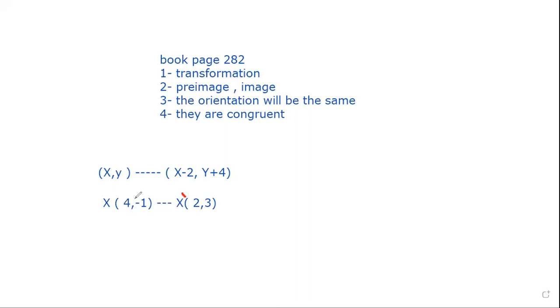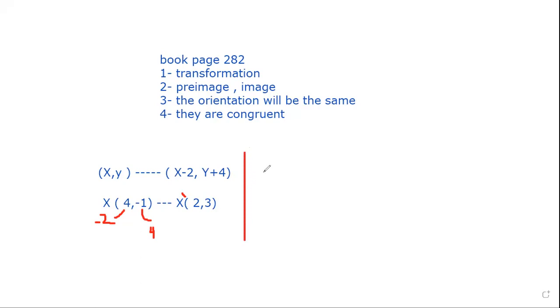You can count 4 units up and then 2 to the left. You can also use the rule to find the answer directly. How? You will subtract 2 from x, which is 2 units to the left, and then you will add 4 units to y. Negative 1 plus 4 equals 3.